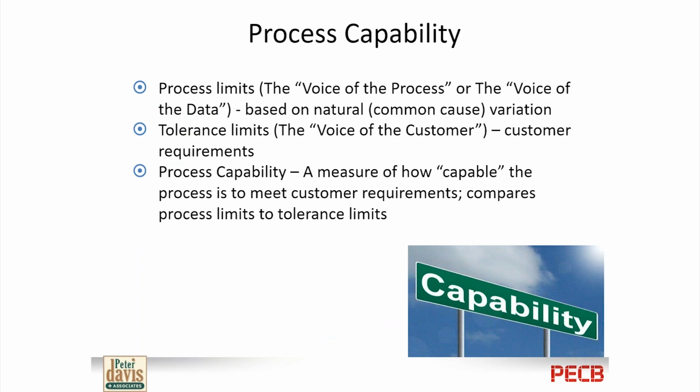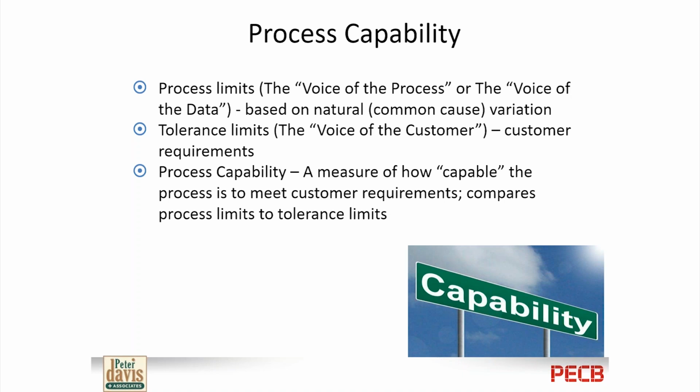Now, to start to look at this concept of process capability, we have to understand that there are process limits and tolerance limits. So the process itself will give off some data and give off some information that we call the voice of the process. So the first thing we're looking for is that we only have common cause variation. That means there's no erratic variation and that we only have common cause, which means we have a stable process.